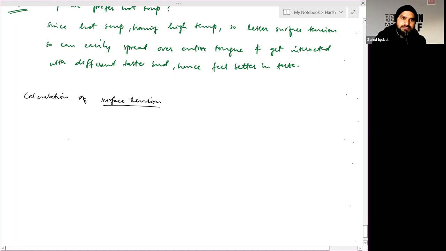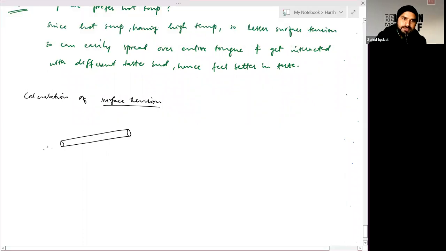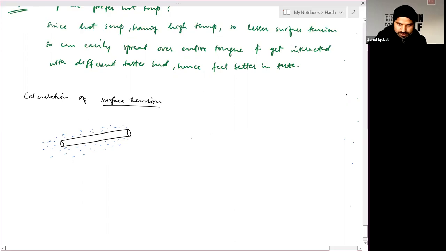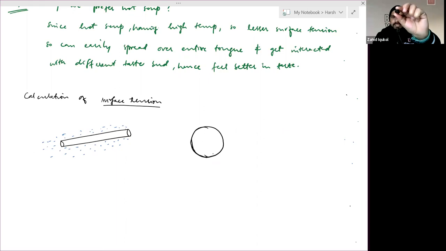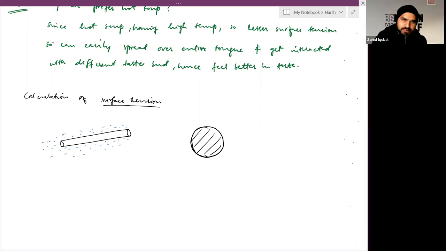Suppose you have any rod placed over any liquid, and just considering this rod is massless, so it will experience a force only due to its surface tension. So if you try to calculate the interacting surface of this particular rod over this liquid, on viewing this from front side, suppose this is your rod, and if you are seeing this from this side, it will behave like any circular object. So liquid will be all around.